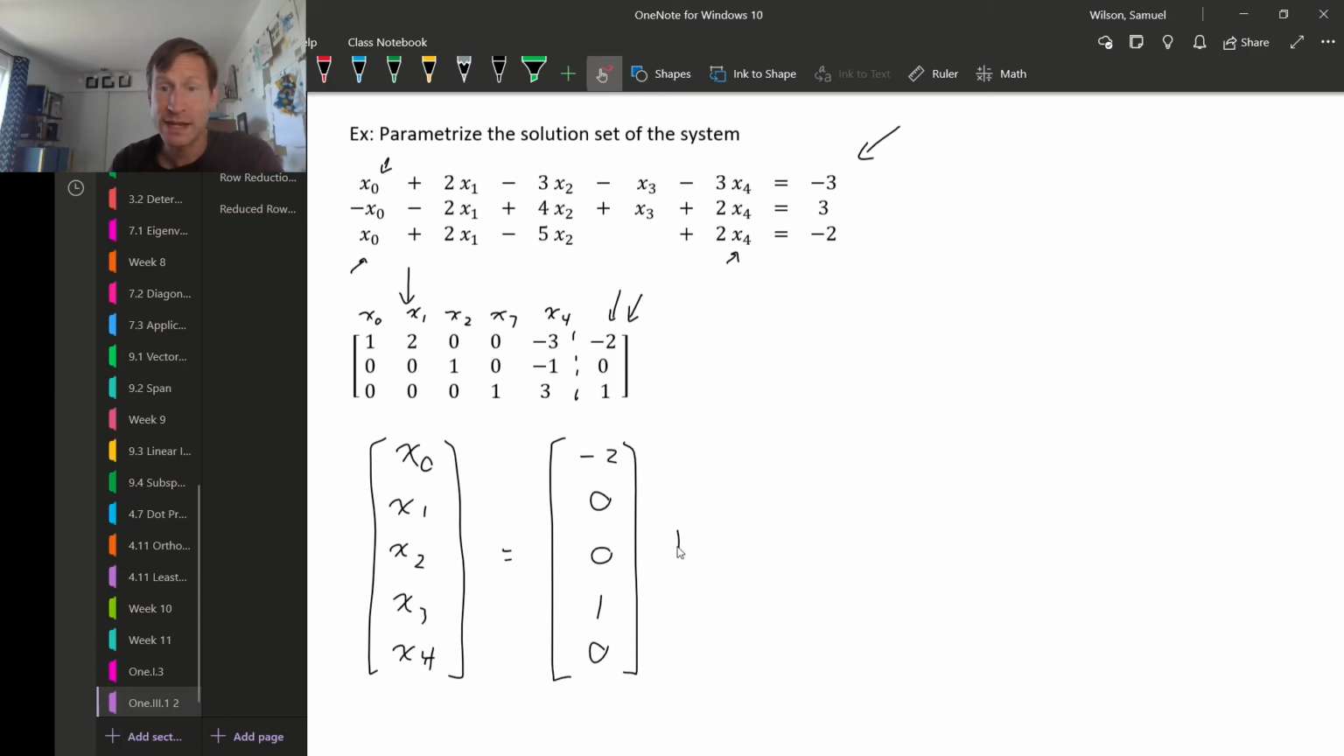Okay, now we get a term for every free variable. So x1 is a free variable. And then for the free variables, that's x1 and x4, the free variable corresponding to this entry gets a 1, and other free variables get a 0. And then the coefficients for the rest of these are the negatives of these guys. So a -2 here, and then a 0 here and here.